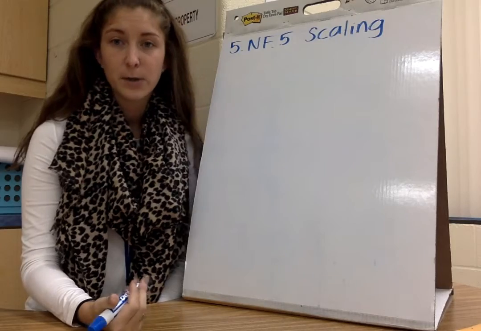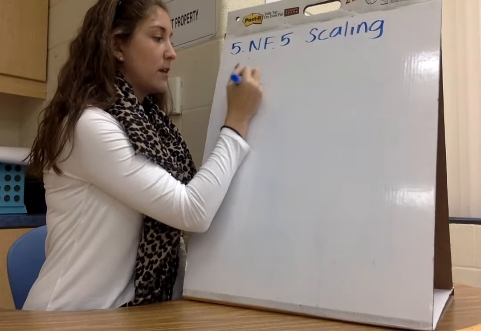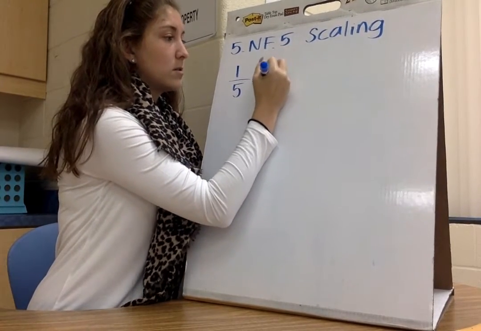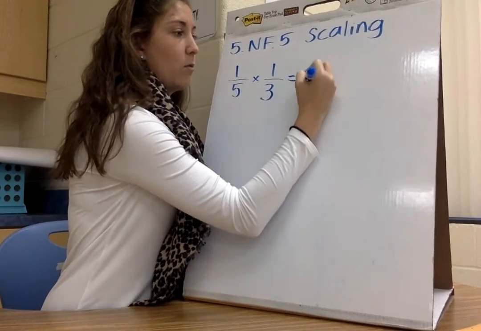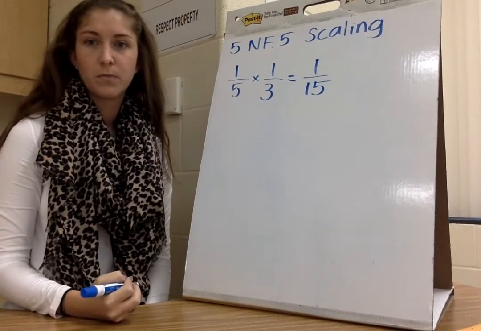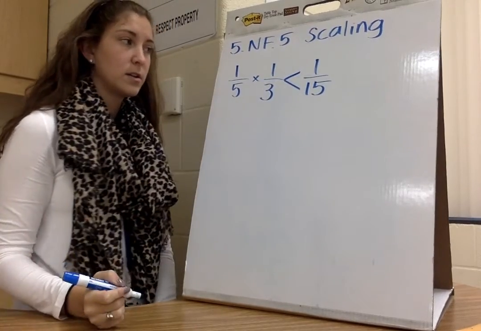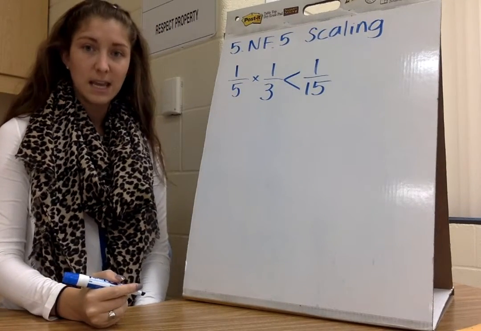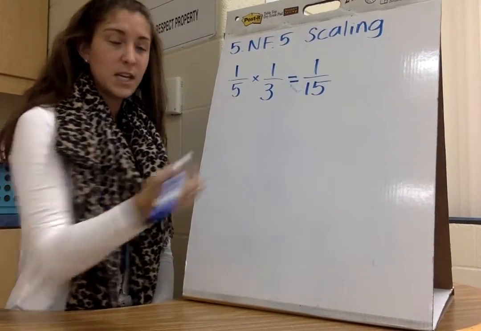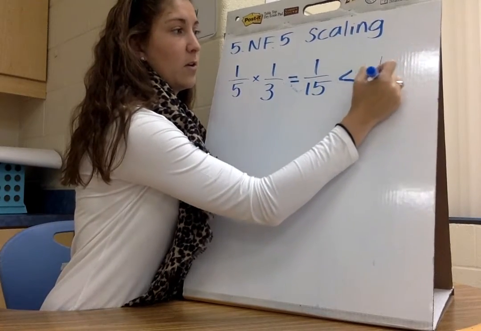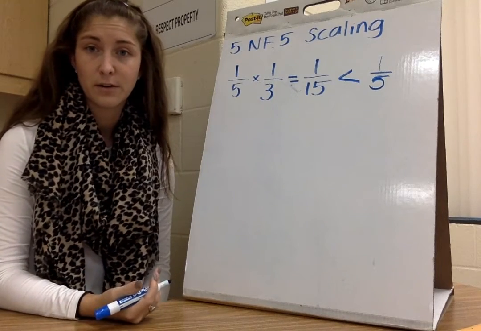Yesterday we talked about some of the patterns that we saw. If I were to multiply 1/5 times 1/3, okay, I'm going to get 1/15. 1/15, I can change my equal sign. 1/15 is going to be less than, I'm going to put my equal sign back in. 1/15 is going to be less than 1/5. Okay, 1/15 is also going to be less than 1/3.